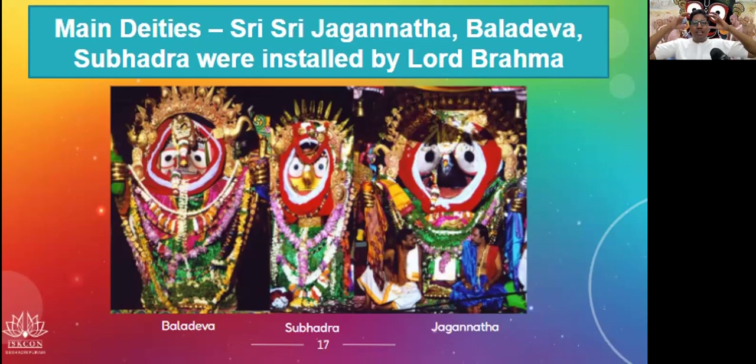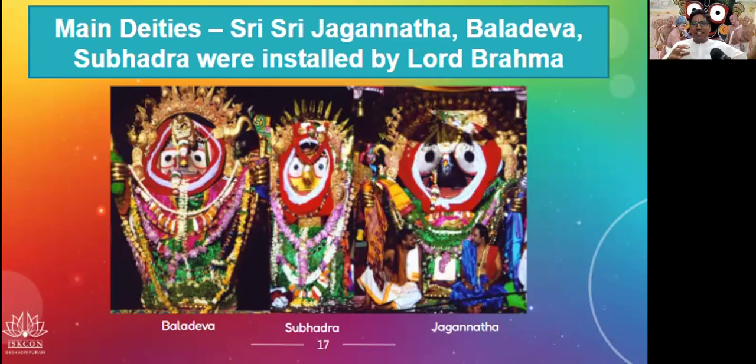Also you can see that there is a red lining around the eyes. It is said that when somebody is very merciful, the eyes become very red. So the Lord's eyes are red, and he is very mercifully looking at the devotees. Anybody who takes darshan of Lord Jagannath will get all their wishes fulfilled. That's the merciful form of Lord Jagannath.